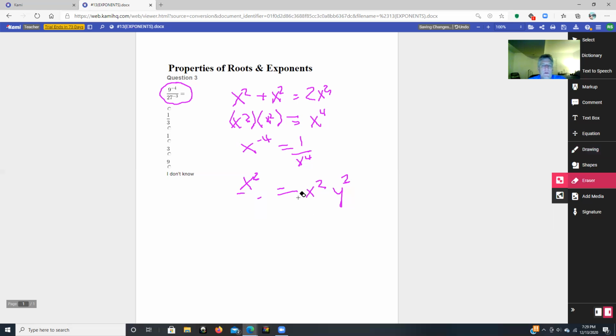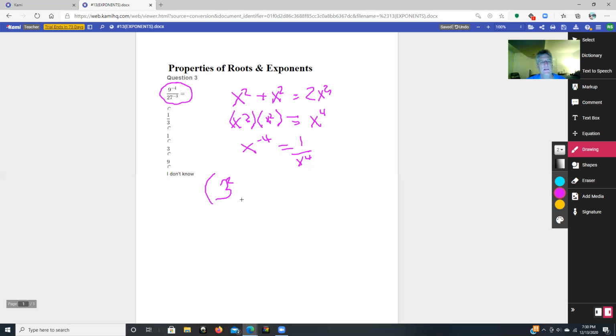All right, so that was our little review. Let us now see if we can make some sense out of this problem. Well, first of all, I'm seeing that we have both the top and the bottom are powers of 3. So let's rewrite the 9 as 3 squared. And that is raised to the minus 4 power.